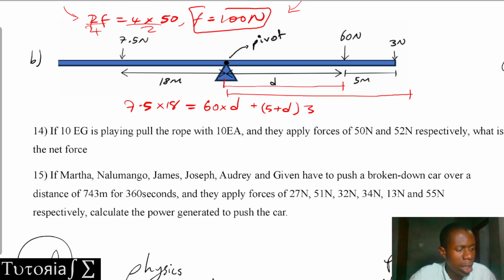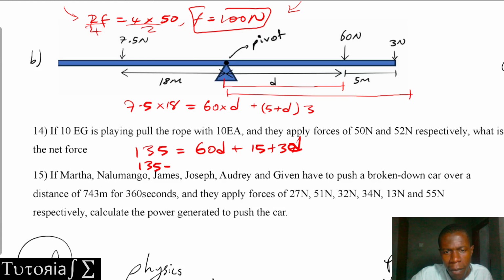Then you say 7.5 times 18. This is 135. So 135 is equal to 60D plus you distribute. So 3 times 5, that will be 15 plus 3D. So you transpose this, that will be 135 minus 15 equals 60D, and 3D will add. So this will give you 63D.